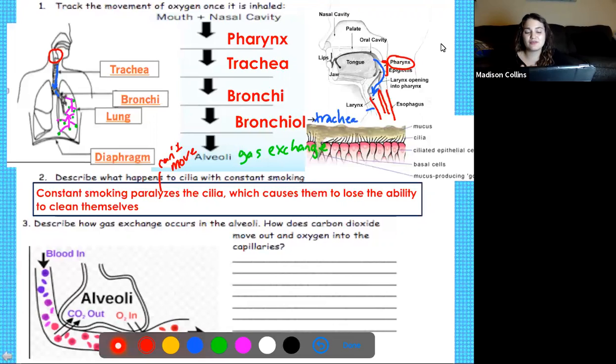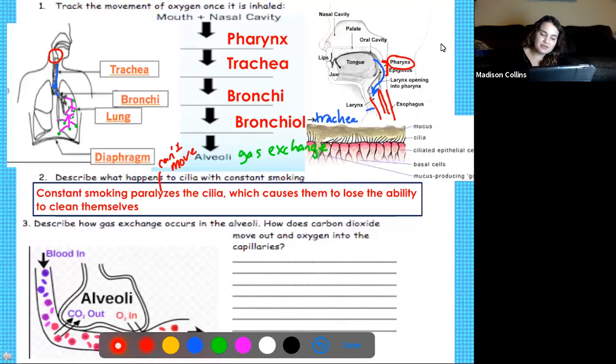All right, now, number 3, this actually looks a little bit different on your paper, but the content and the information is still the same. So I believe the question on your paper is what process allows CO2 to diffuse out of the capillaries and O2 to diffuse into the capillaries, something along those lines. Mine looks a little bit different, but it's still going to be the same information and we're going to work through it together, okay? So my question says, describe how gas exchange occurs in the alveoli. How does carbon dioxide move out and oxygen move into the capillaries?